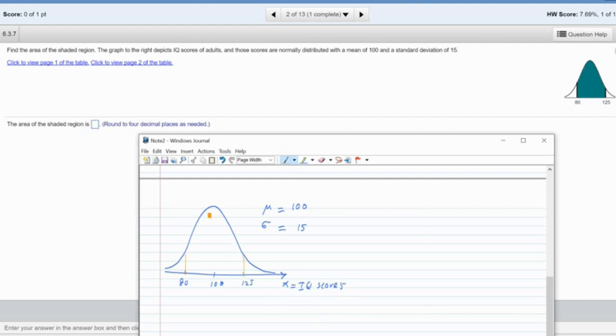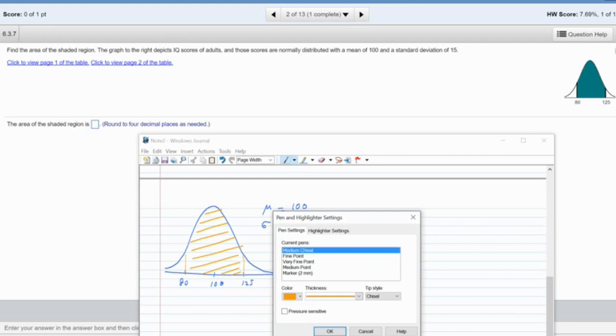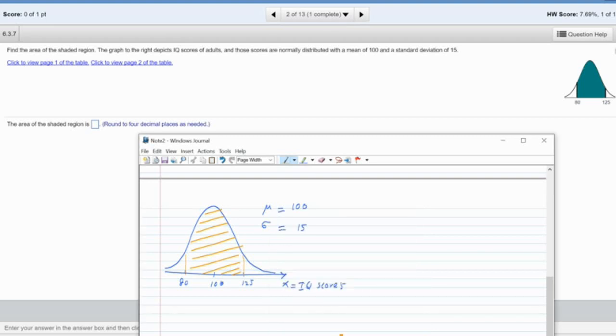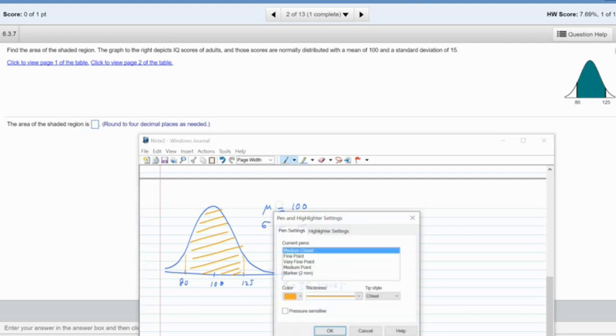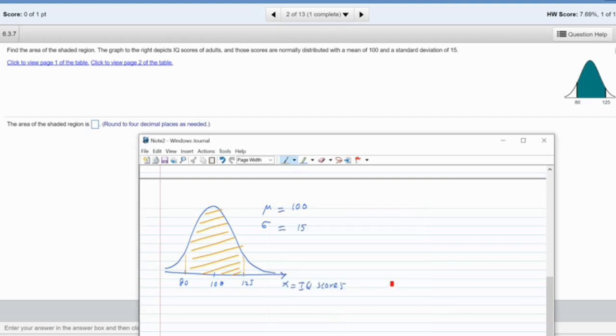So this is the area that we are after. In terms of probability, you can explain this as: the probability that the IQ score is between 80 and 125 is the one that we want to find out. Okay, so now what is the next step? The next step is to convert each of the x values to equivalent z values.